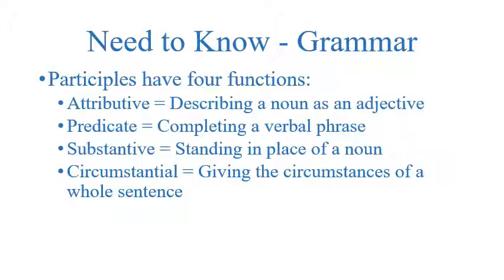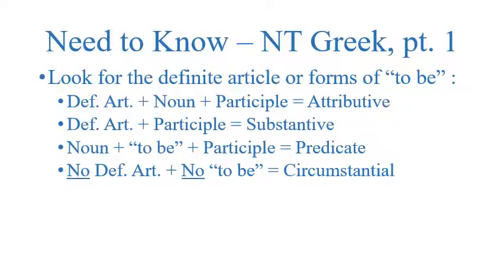The circumstantial, in fact, is one of the most common uses of the participle, and so we'll be spending most of our time this week looking at how that works. As we try to figure out which use of the participle we're dealing with, the definite article and the verb to be are the things that we want to look out for.